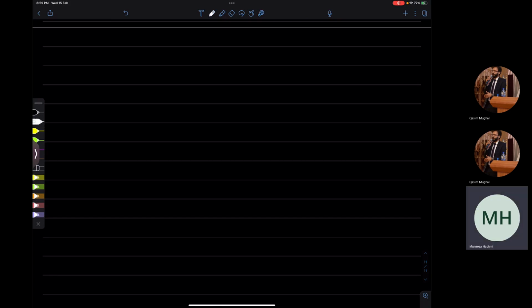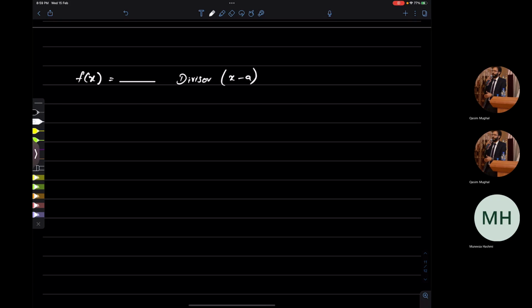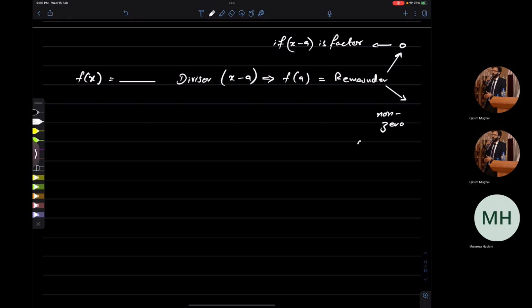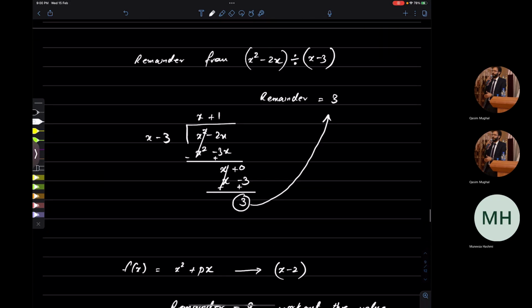So let me summarize this now. If you have f of x, whatever it is, and you have a divisor, let's just say x minus a, then f of a, which you got by changing the sign and plugging it in, will always give you the remainder. The remainder is going to be 0 if x minus a is a factor, and the remainder is going to be non-zero if x minus a is not a factor. So that's the main concept, which I just summarized.